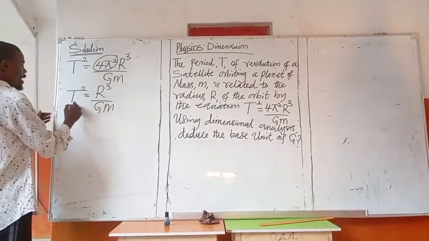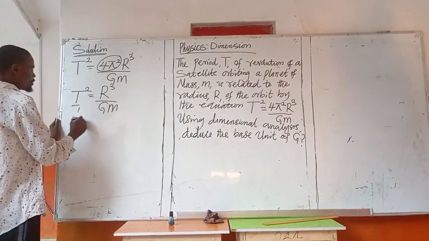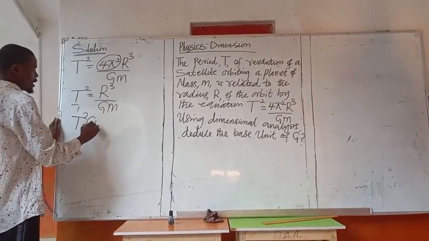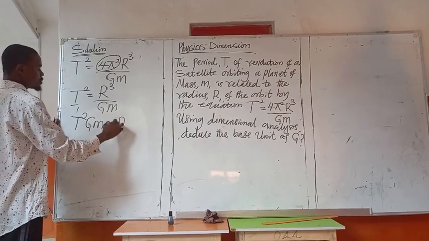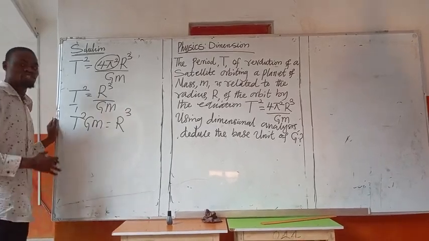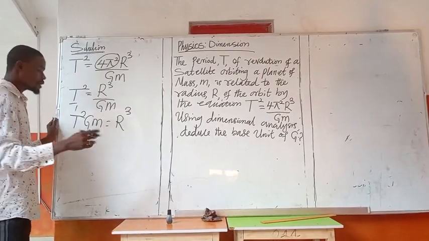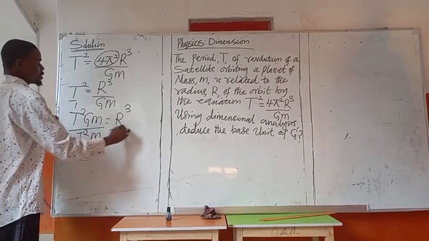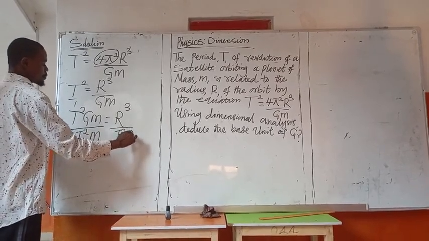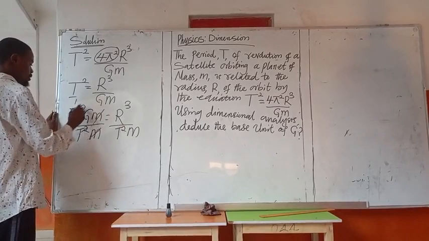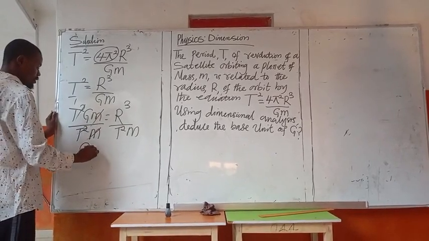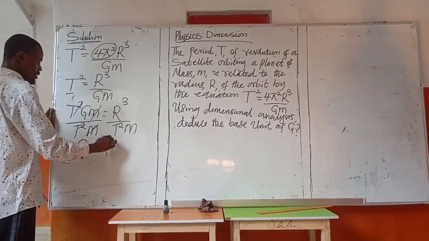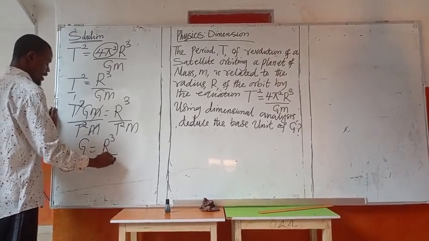Then I'll cross multiply. If I cross multiply, I'll have T squared GM is equal to r raised to power 3. I'll make G the subject of the formula. Divide both sides by T squared M. This cancels this. We have G is equal to r raised to power 3 all over T squared M.